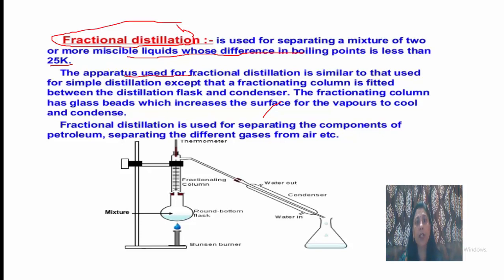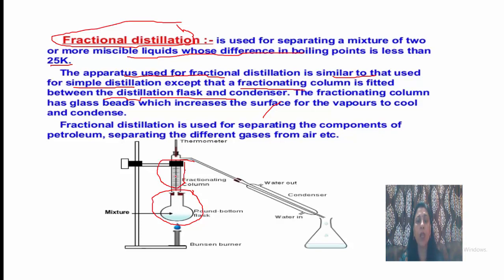The apparatus used for fractional distillation is similar to that used for simple distillation as in the previous slide, except that a fractionating column is fitted between the distillation flask and condenser. You can see this is the distillation flask, and here earlier the condenser was fitted, but between it and the condenser, now what has been fitted? The fractionating column.